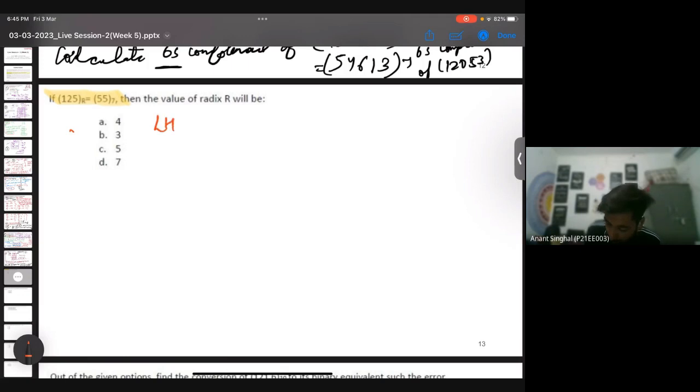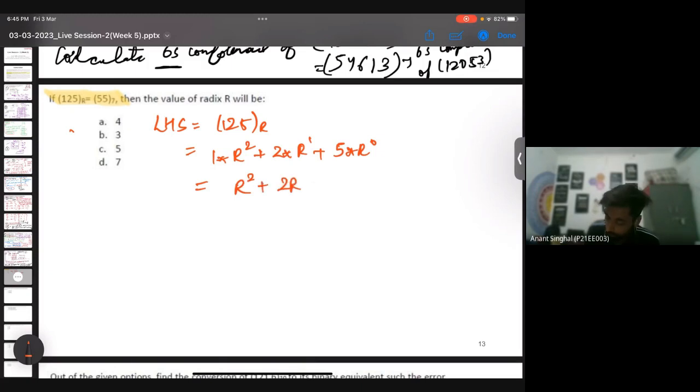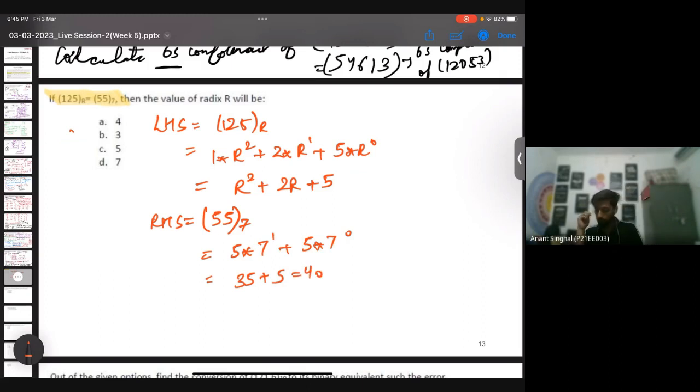So for the LHS, we know that it is 125 to the base r. So it will be nothing but 1 into r square, plus 2 into r to the power 1, then 5 into r to the power 0. So if I try to solve it further, it will be r square plus 2r plus 5. Then for the RHS part, it is 55 to the base 7. So it is 5 into 7 to the power 1, and then 5 into 7 to the power 0. So it is 35 plus 5, which is 40. I hope it is clear.